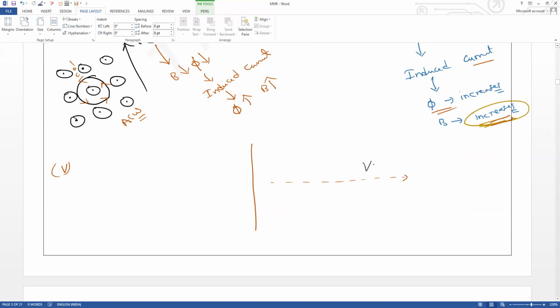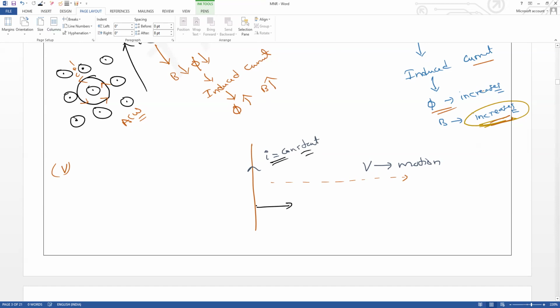Far away. I am moving with some velocity away from the conductor. What is going to happen to the strength, does it decrease or increase? Imagine a constant current is passing through that conductor.